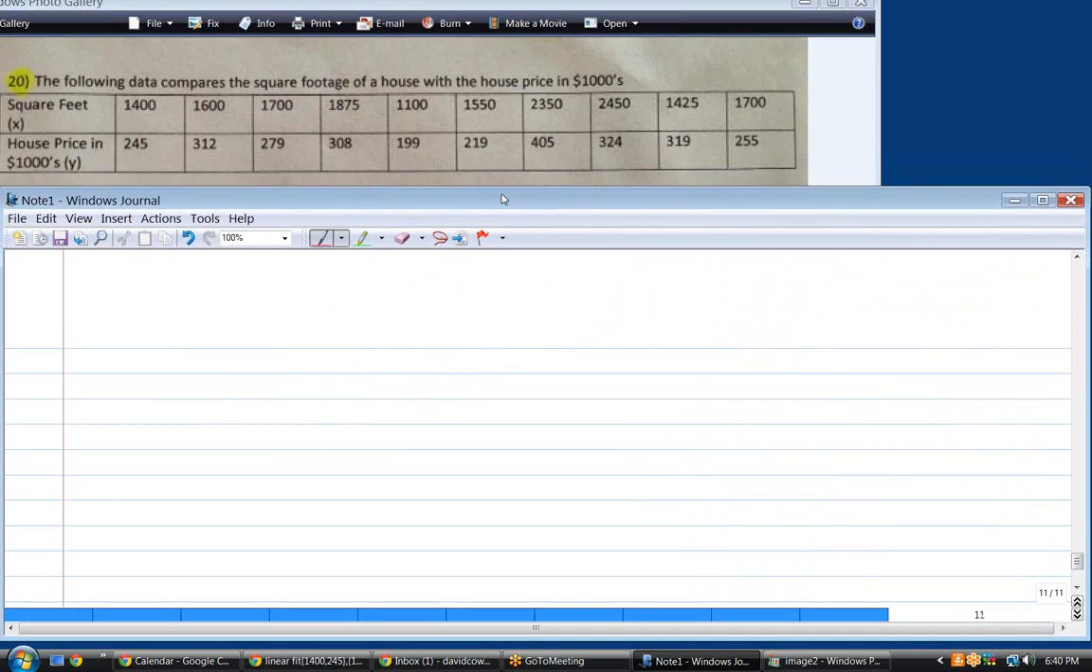Number 20. What kind of calculator do you have, Mia? I have a TI-83 Plus. An 82 plus? 83 plus. Do you know how to do linear regression on it? Okay, let's see. Hold on 1 second.